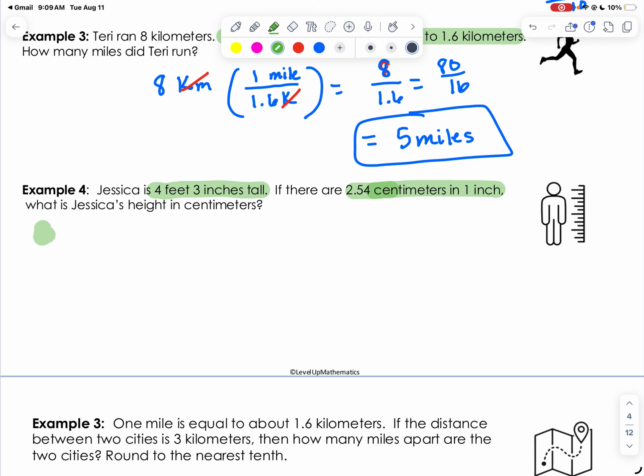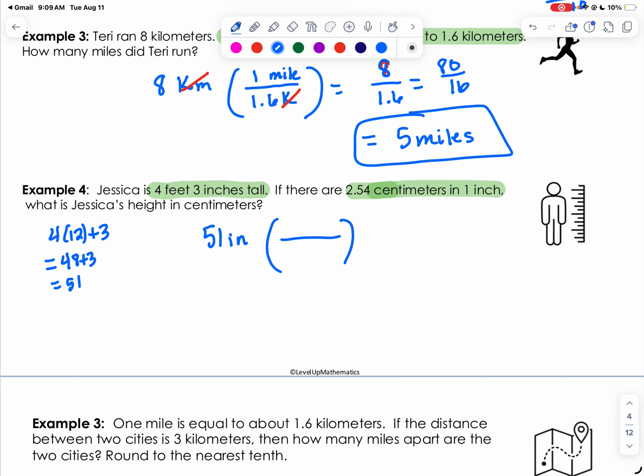So this would be 4 times 12 plus 3, which is 48 plus 3, which is 51 inches. So Jessica is 51 inches tall. Now when we multiply it by our unit rate, we want the 1 inch to go on the bottom and the 2.54 centimeters to go on the top. That way the inches will cancel out, and I'm left with 51 times 2.54.